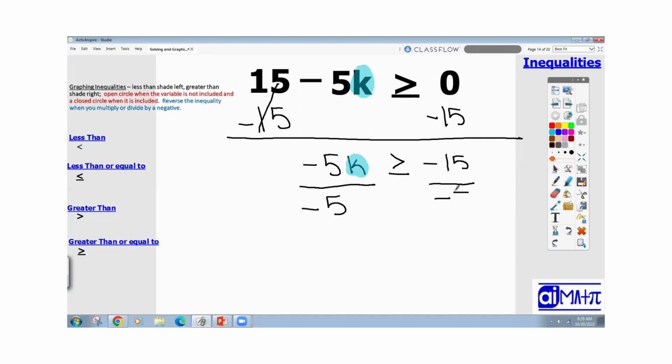Rewrite that. Negative 5 divided by negative 5 is just positive 1. So we leave this as 1k, looks like that. And then negative 15 divided by negative 5 is positive 3. And this symbol was a greater than or equal to sign, and I divided by negative 5. So I now must reverse it and make this a less than or equal to sign.